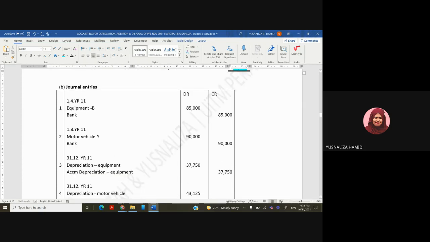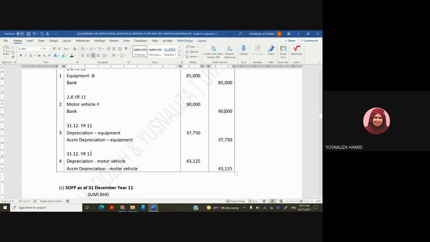So you can see here the purchase of the equipment. The first one, there is a date there. Please include the date. Yeah, 1st of April. Do it according to the chronological order. And then the second one is on the purchase of motor vehicle Y. This one is equipment B. So this is the record, right?